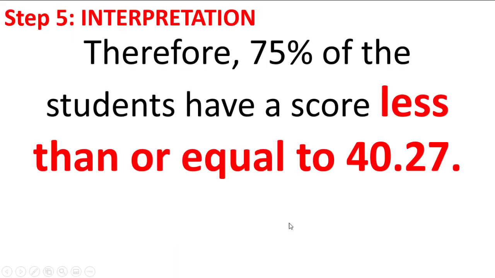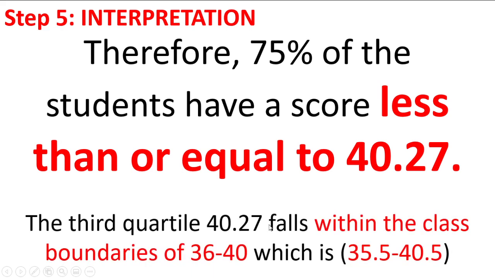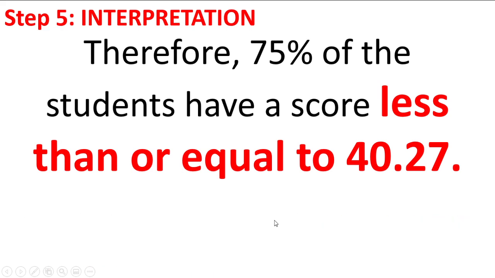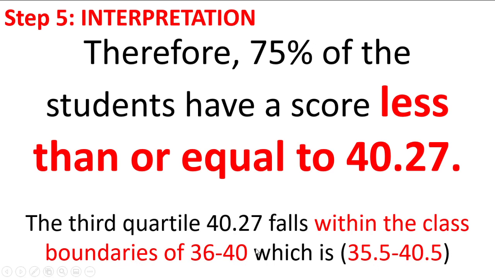Okay? And then, interpret the given value. Sabi niya, third quartile is 75%. Correct? So, therefore, 75% of the students have a score less than or equal to 40.27. Okay? Again, 75% of the students have a score less than or equal to 40.27. So, that's how you compute for the quartiles of a given group data. Sabi niya, the third quartile 40.27 falls within the class boundaries of 36 to 40, which is 35.5 to 40.5. So, pasok ang ating sagot. Okay? So, that's it for quartiles for group data.